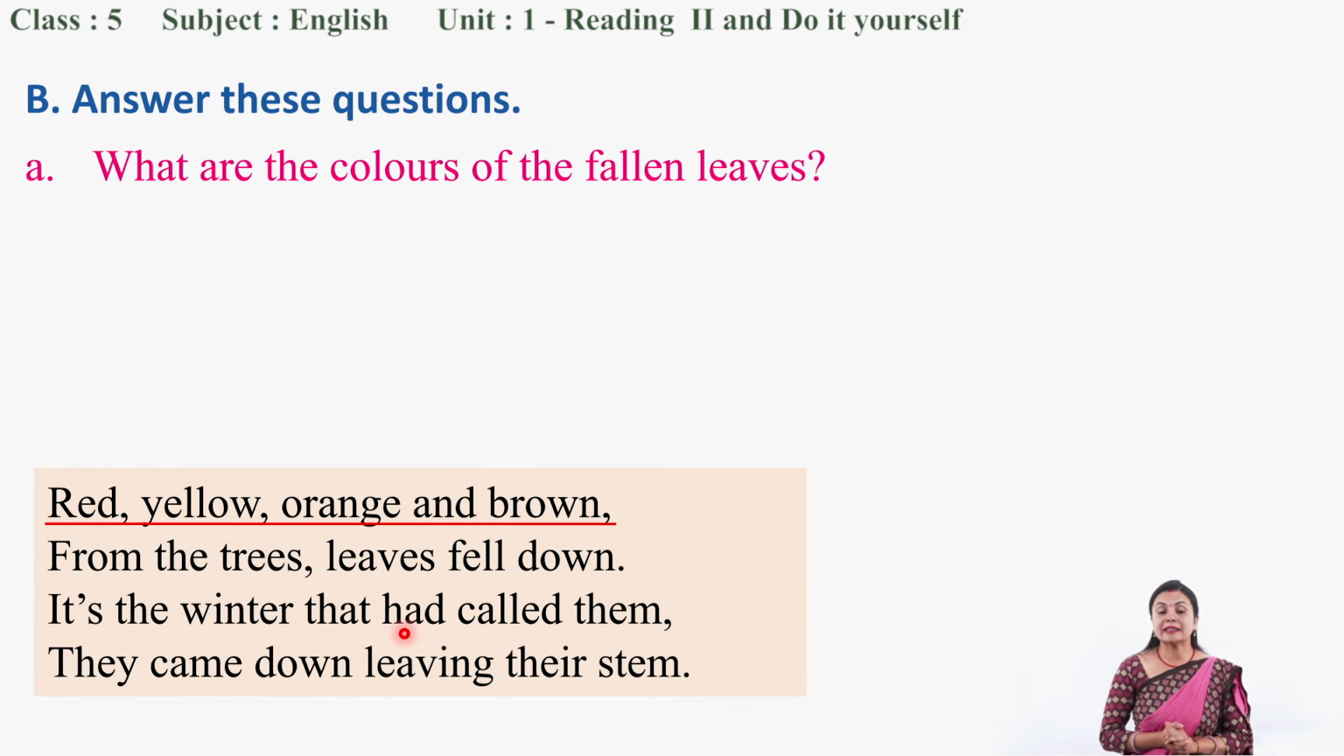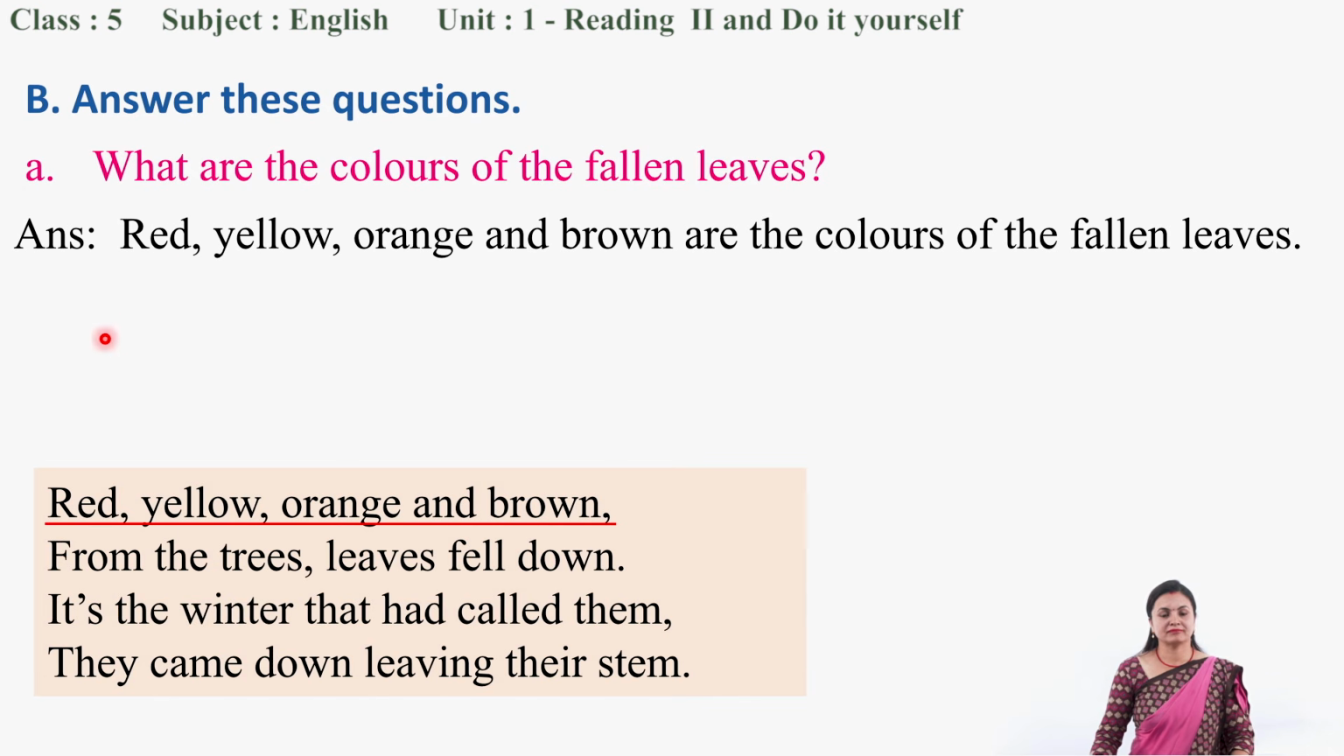Yes, you can also write down the colors of the fallen leaves are red, yellow, orange and brown. Like that. Or you can also write down in short form, red, yellow, orange and brown. You can also write like that. And you can also write like this one: red, yellow, orange and brown are the colors of the fallen leaves. So you can write the same answer in different ways.